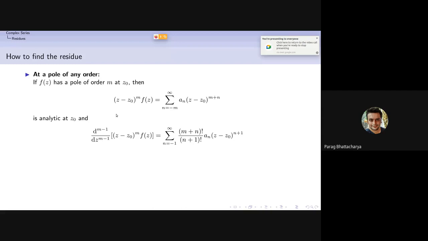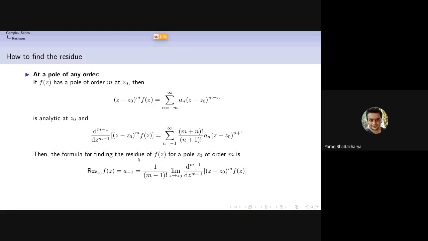Okay, we'll just carry on from here. So this is going to be analytic. You multiply with z minus z naught to the power m, and multiply with f of z. This is the basic property of a pole of order m. Now, if I differentiate this m minus 1 times, this is what I'll get. The formula for finding the residue for a pole of order m at z naught is: 1 by (m minus 1) factorial, taking the limit of the (m minus 1)th derivative of z minus z naught to the power m multiplied with f of z. So this is the formula for a pole of any order at z naught.